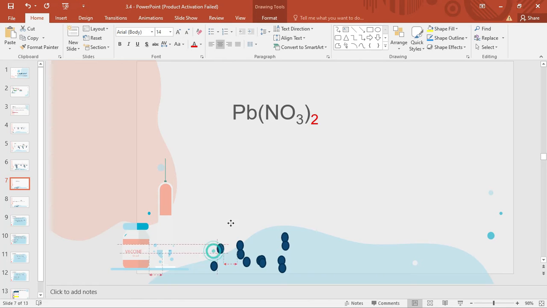Now we see the number of atoms first. Pb is 1, N is 2, oxygen is 6.